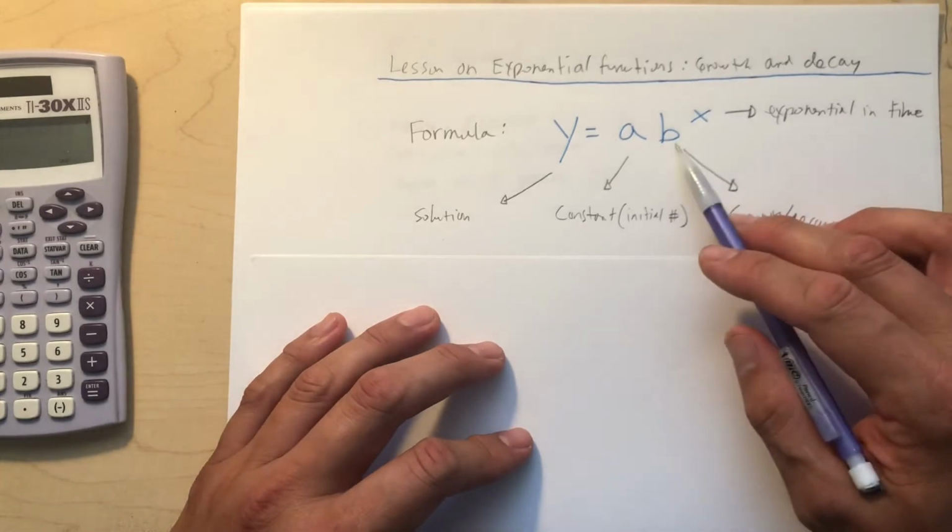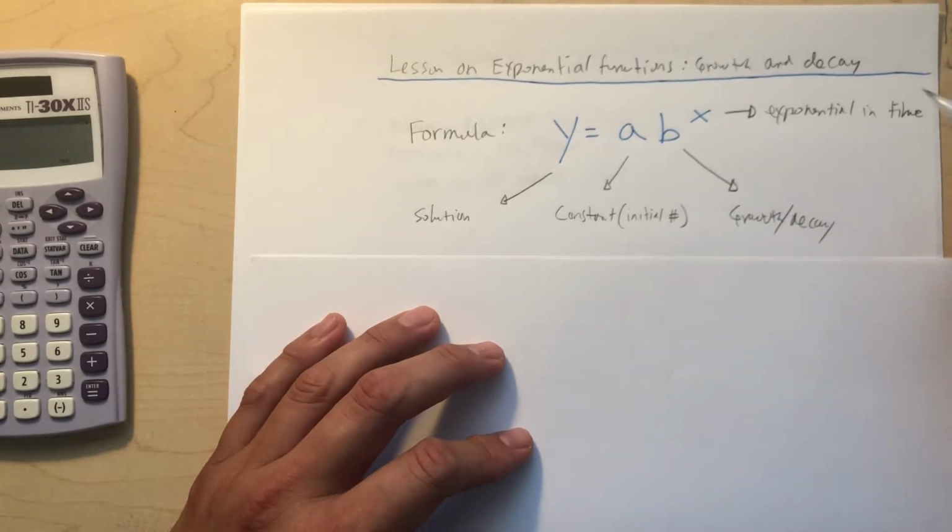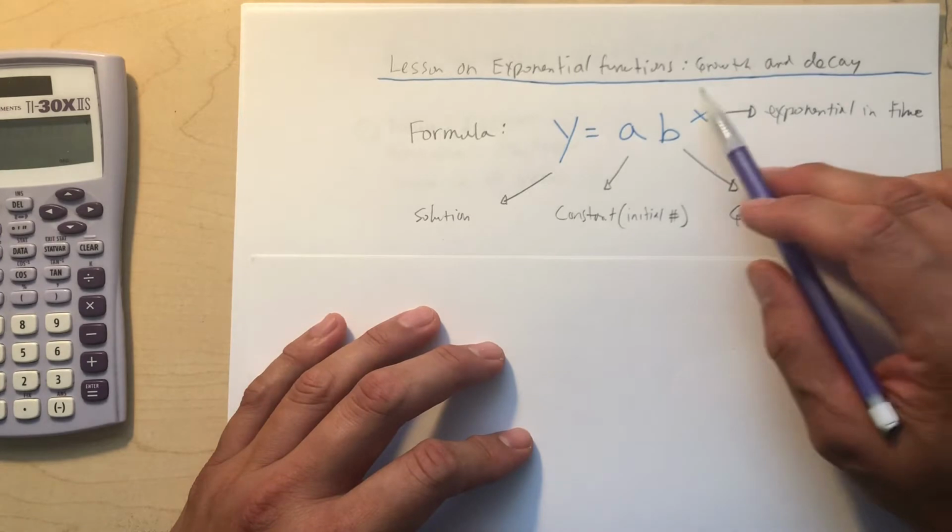Okay, b will represent your growth and decay. If they're talking about growth, it's going to be a different type of b. If they're talking about decay, it's a different type of b also. Okay, and x is your time. How many times? It could be 12 times a year. It could be once a year or something like that. Okay, so whatever time they're talking about.